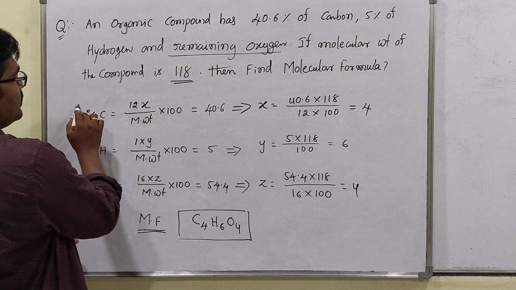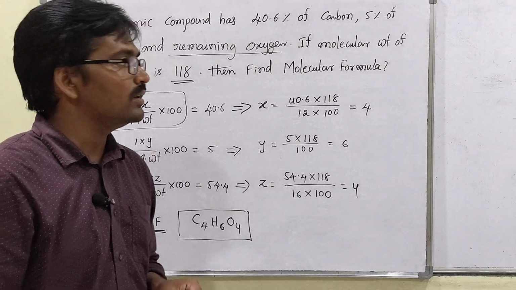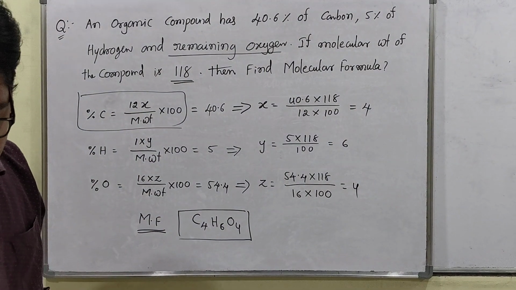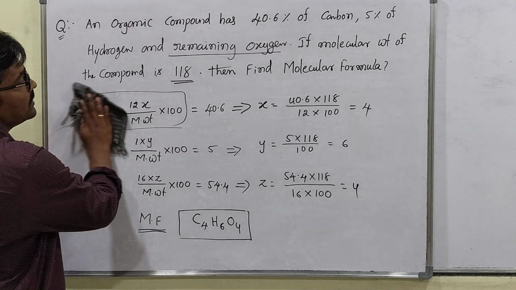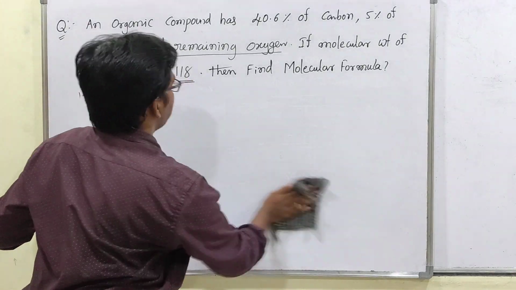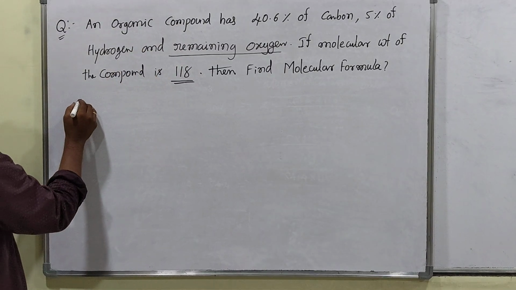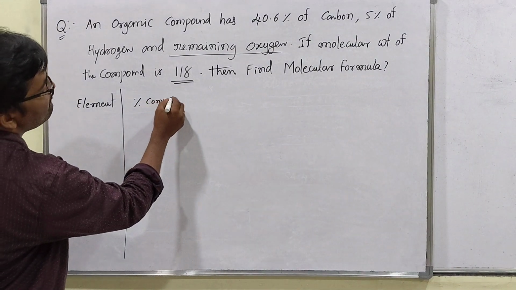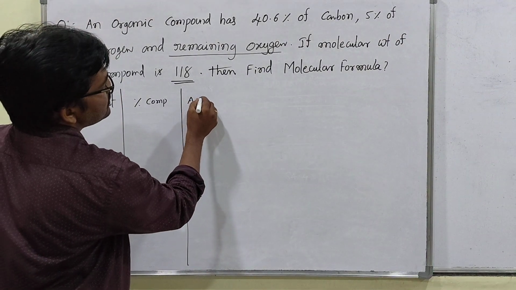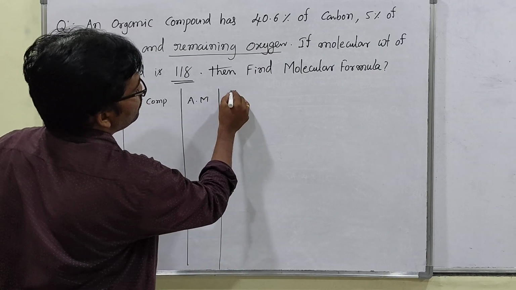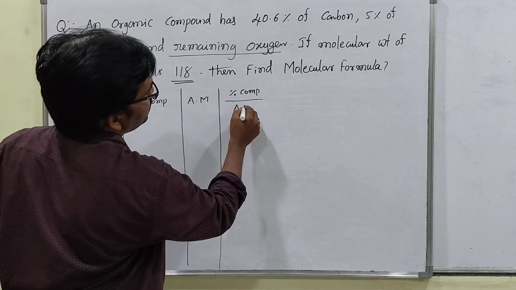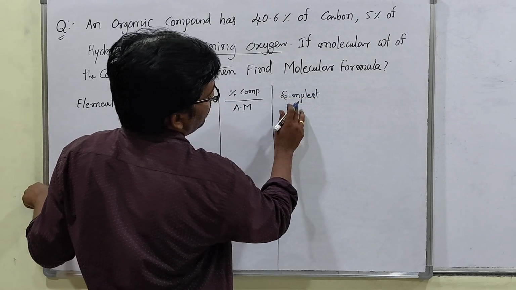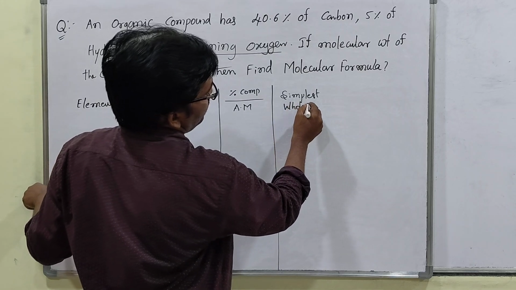Understand? From the percentage composition itself, we took it from the percentage composition. Okay? Such types of questions you can do like this. Otherwise, sir, there is one more method, which is the method regularly done in the board examination. In that method, whatever elements are given, first note the elements, then the percentage composition of the elements, then the atomic mass, then percentage composition divided by atomic mass, then take the simplest whole number ratio.